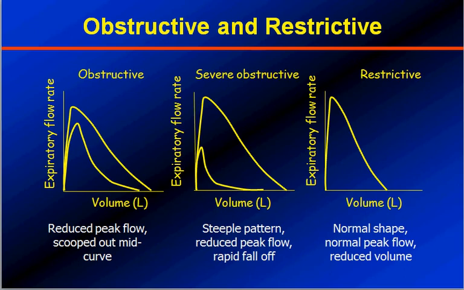Here I have presented some flow volume curves of obstructive disease and restrictive disease. Look here, the flow volume curve in a patient with expiratory difficulty, that is obstructive disease. This is the normal flow volume curve, and this is a patient with obstructive respiratory disease, so-called asthma: reduced peak flow, scooped out mid curve. In cases of severe obstruction, a steeple pattern, reduced peak flow and rapid fall off are all seen, as can be seen in this curve.